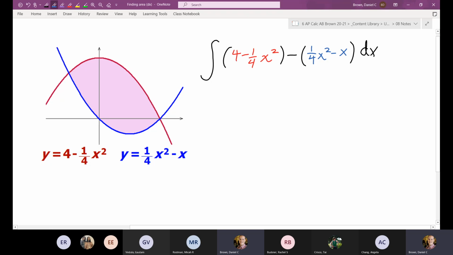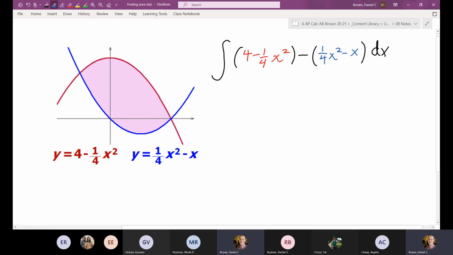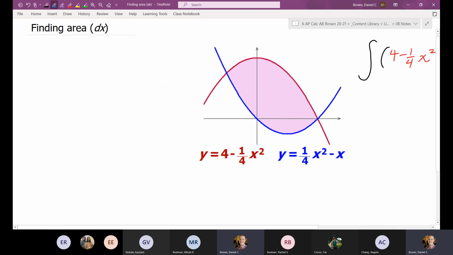And again, you do want to check that the red one stays the top function of that region, and that the blue one stays the bottom function of that region. That's the first part of your setup. We also will have to have numbers on our integral sign. We want to say where this region is starting and where this region is ending. How are we going to find where this region starts and ends? It's the intersection points, so it's where the graphs intersect. How do we find the intersection points algebraically? Set them equal to each other.